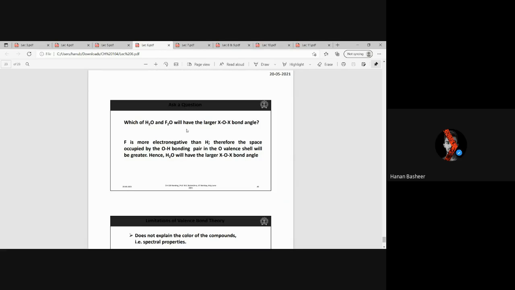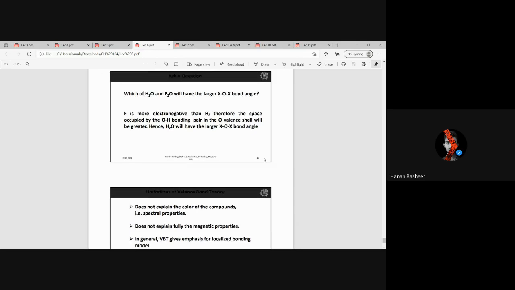And which of H2O and F2O will have the larger XOX bond angle? So we know that fluorine is more electronegative, it pulls the electrons, and since they are farther, we will get a shorter bond angle in case of F2O, and H2O will have a larger bond angle. So this is our answer.